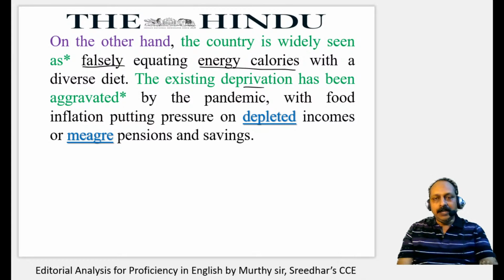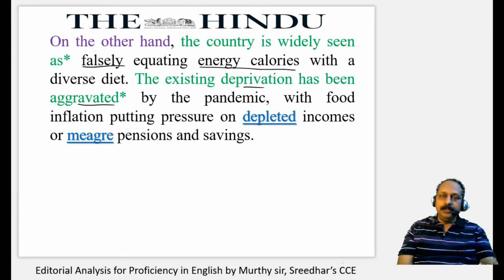The existing deprivation has been aggravated. This is in present perfect passive voice, and aggravate something, aggravate the situation means what? Make something worse. The existing deprivation has been aggravated by the pandemic, with food inflation putting pressure on depleted incomes or meager pensions and savings.